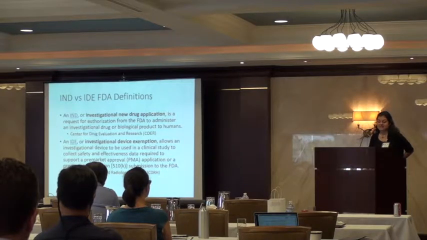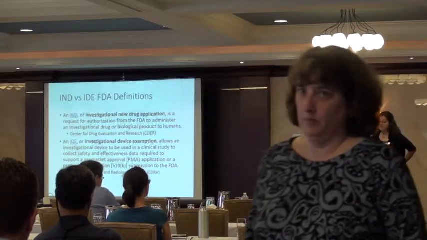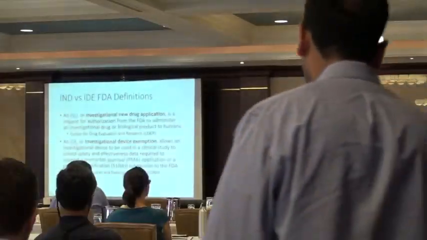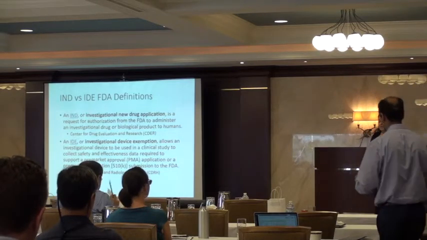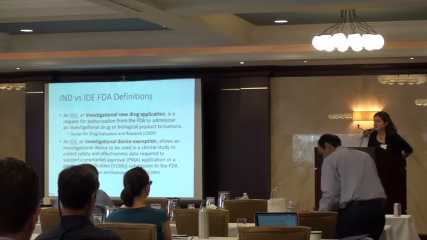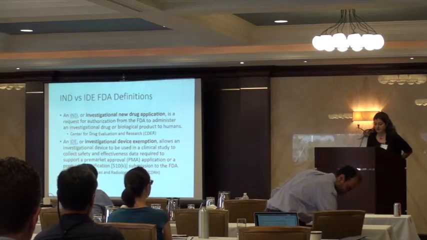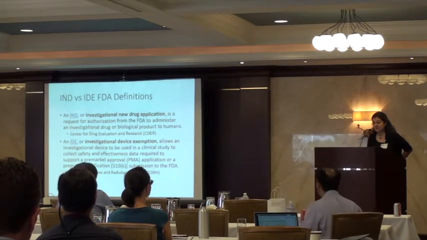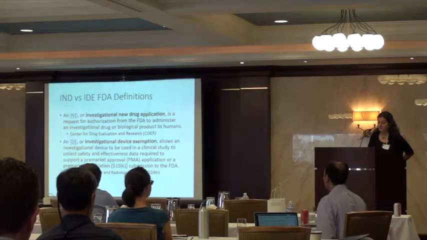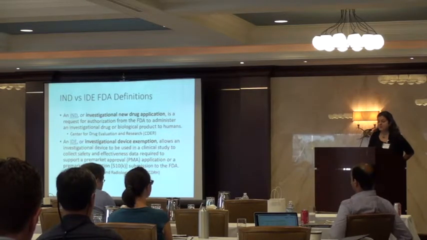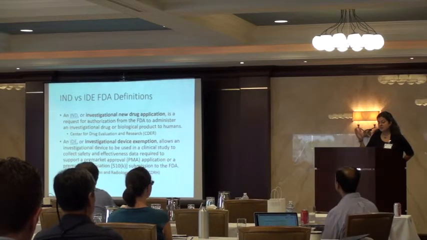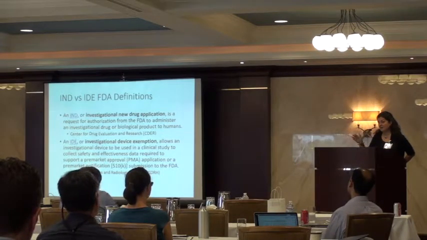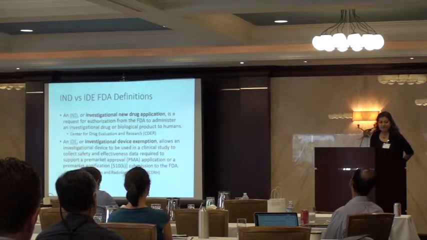Whereas the IDE is the Investigational Device Exemption. This allows the investigational device to be used in a clinical study to collect safety or effectiveness data for FDA clearance or approval of that device. FDA clearance being the 510K pathway and approval being the pre-market approval pathway. So there are two different branches of the FDA, depending on whether you're working with a drug or a device, CDER and CDRH. And so that's how it divides up.